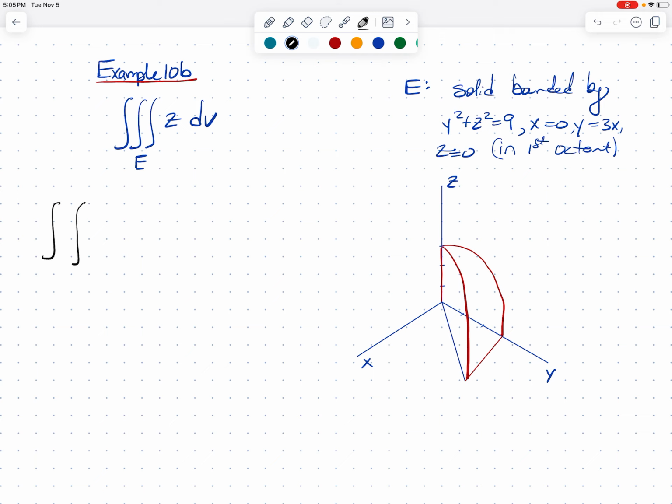When I set this up, I'm going to say, all right, I'm going to do dx, and then the order that I ended up with was dz dy. x goes from 0 out to this plane. I have to solve that thing for x. So the plane, when I solve for x, is just y over 3.